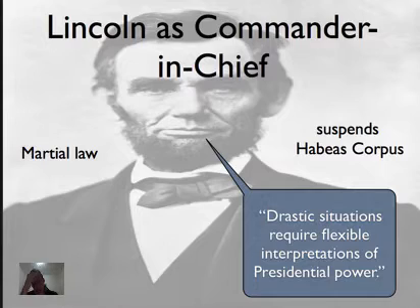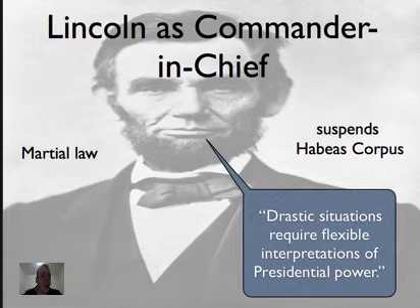His first action as president is to declare martial law in 1861, and that's what allows the army to arrest people suspected of aiding the enemy. He also suspends the right of habeas corpus. In other words, you can be arrested without being charged with something. And in response to people who might think this is too drastic, Lincoln says that drastic situations require flexible interpretations of presidential power. In other words, in times like this, a civil war, we need to grant more power and authority to the chief executive.